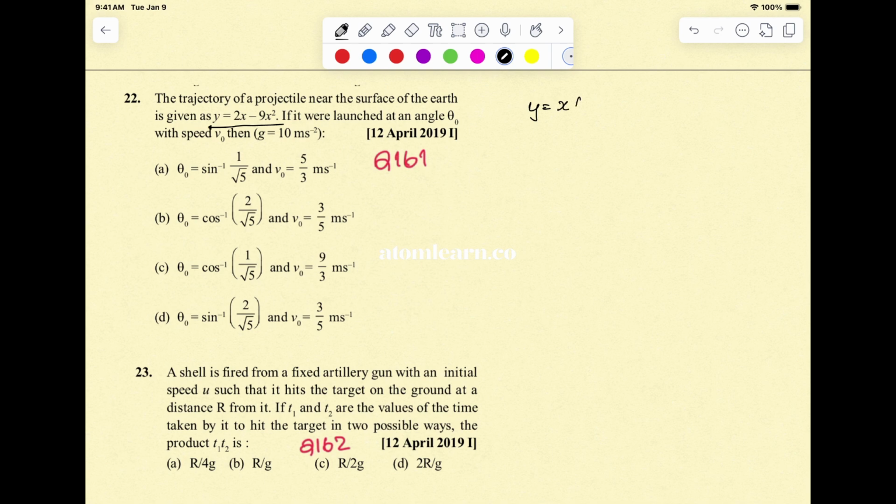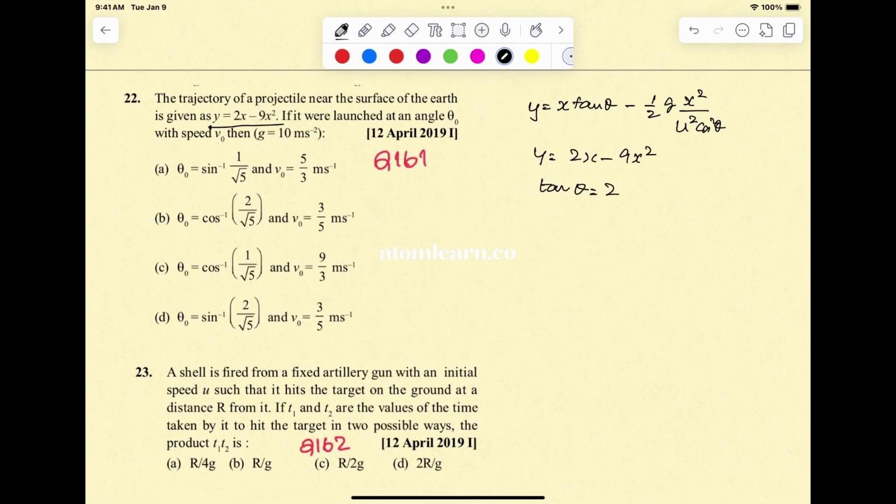This is equal to x tan theta. What is the formula? x tan theta minus half g x squared by u squared cos squared theta is the formula. Now here, looking at this, it is given as 2x minus 9x squared. Therefore, in this case tan theta equal to 2. Compare it with this standard formula, you get tan theta equal to 2.